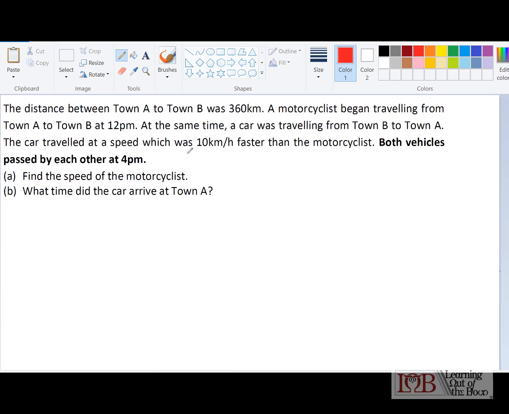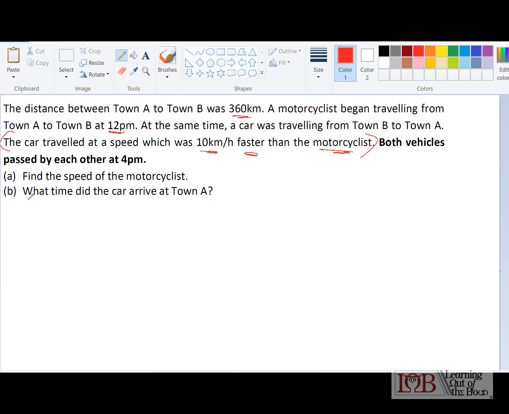Okay, so the distance between town A and B was 360 km. A motorcyclist began traveling from town A to B at 12 p.m. and at the same time, a car was traveling from town B to A. The car traveled at a speed of 10 km faster than the motorcyclist. So this is a clue that probably there can be some sort of comparison. Yeah, both vehicles pass by each other at 4 p.m.